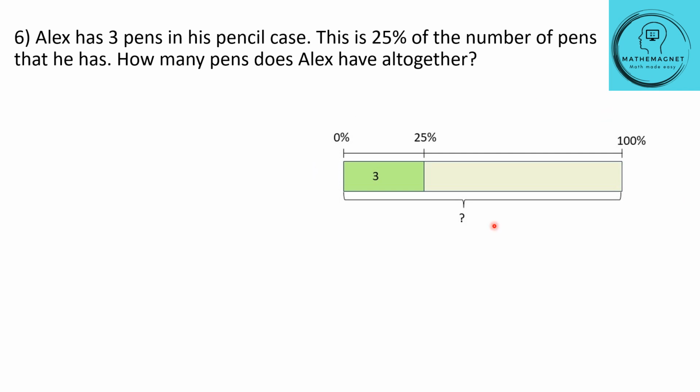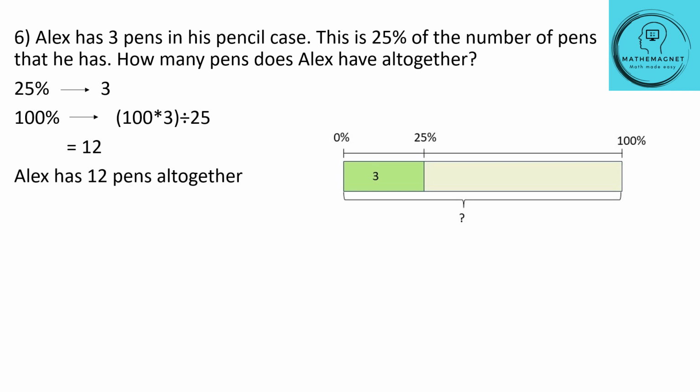So the same as the previous problem, 25% will be equal to 3. 100% will be equal to 100 into 3 divided by 25, which will be equal to 12. So Alex had 12 pens altogether.